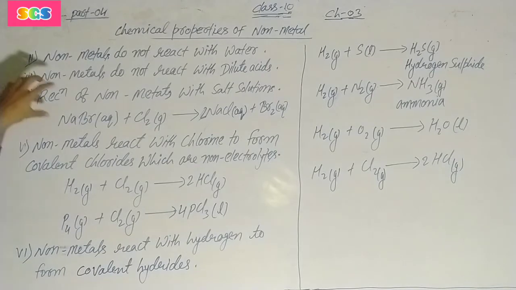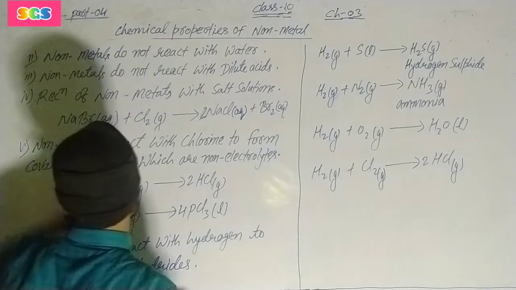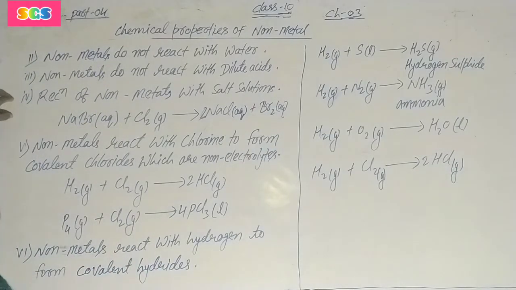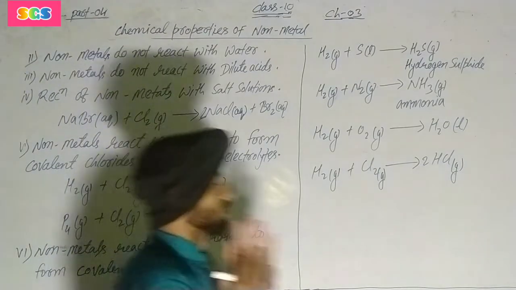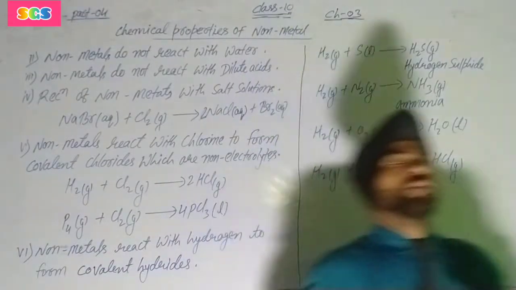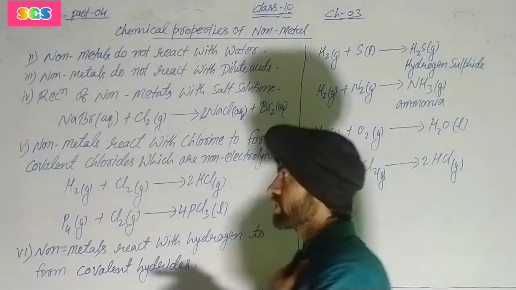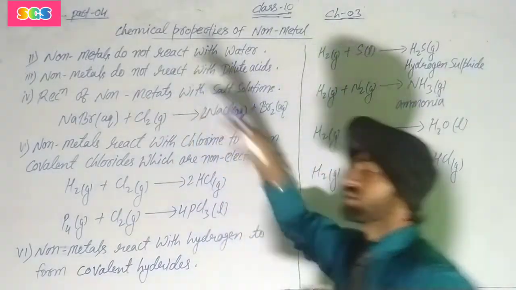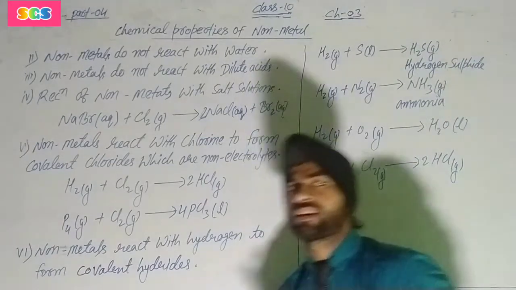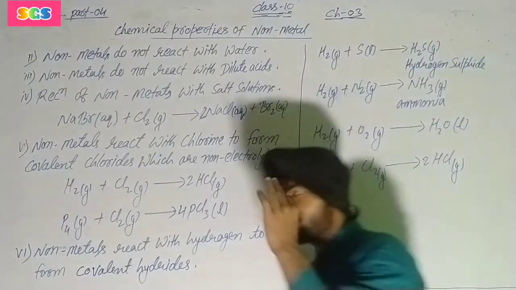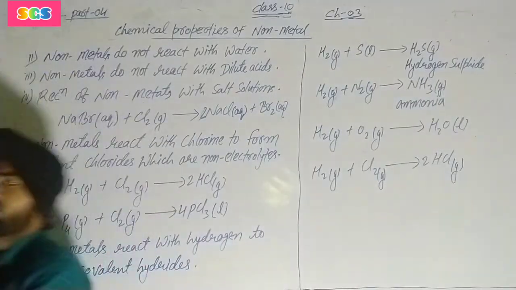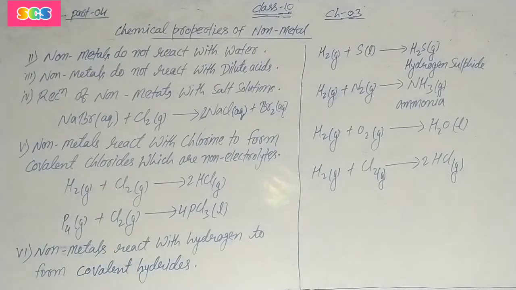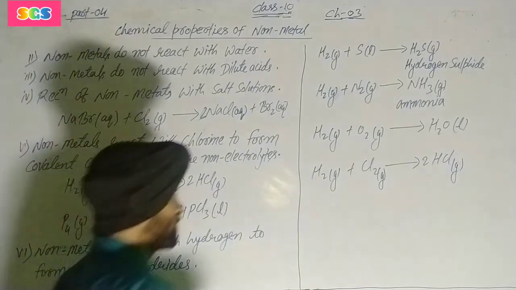Now we have to read what the next property is. The next property of non-metals is that non-metals react with salt solution. What happens when a non-metal reacts with a salt solution? Now before reading this characteristic of non-metals, we would have to know the reactivity series of non-metals. Do you know the reactivity series of non-metals?